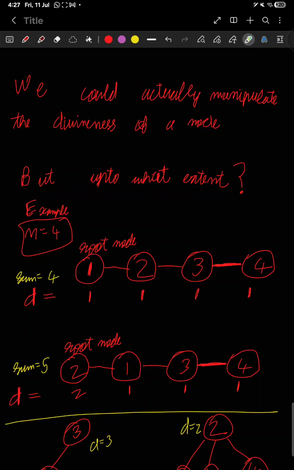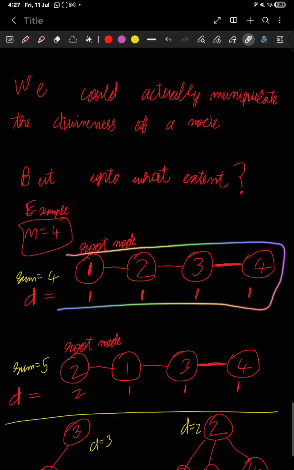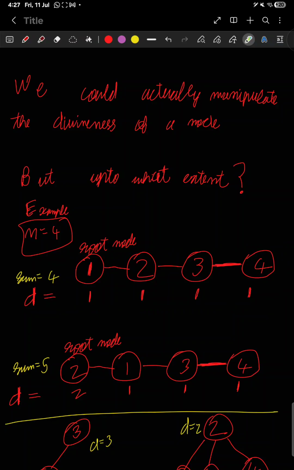So let's consider this node, the third one. What could be the possible values of divineness of this node? The divineness of this node could vary between 1 to 3.